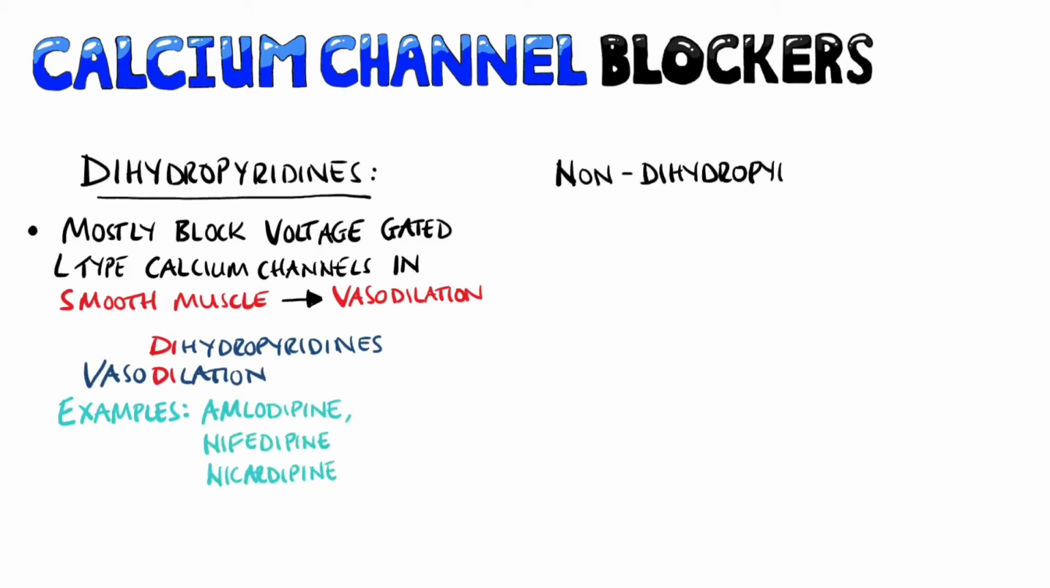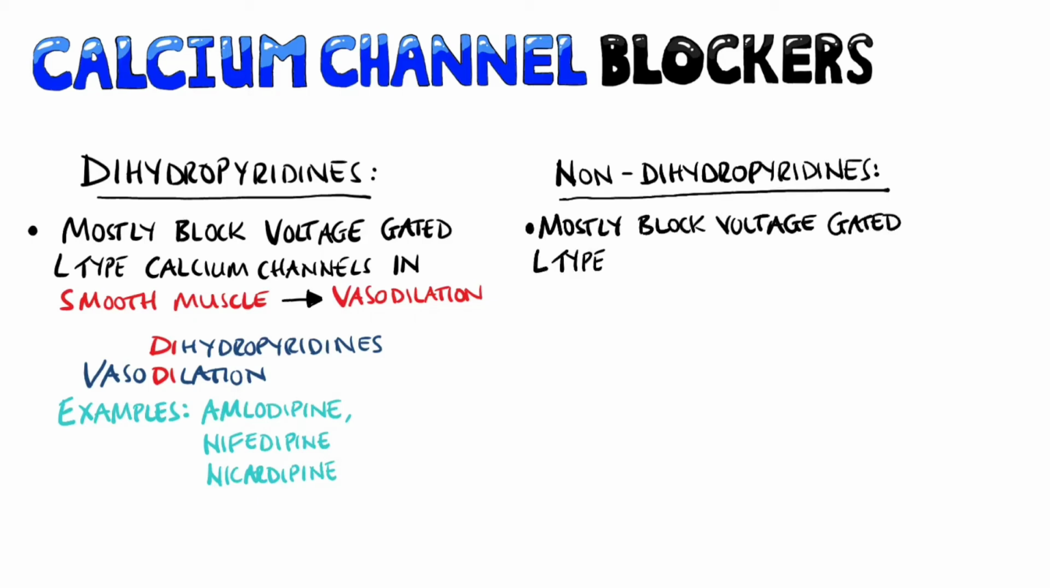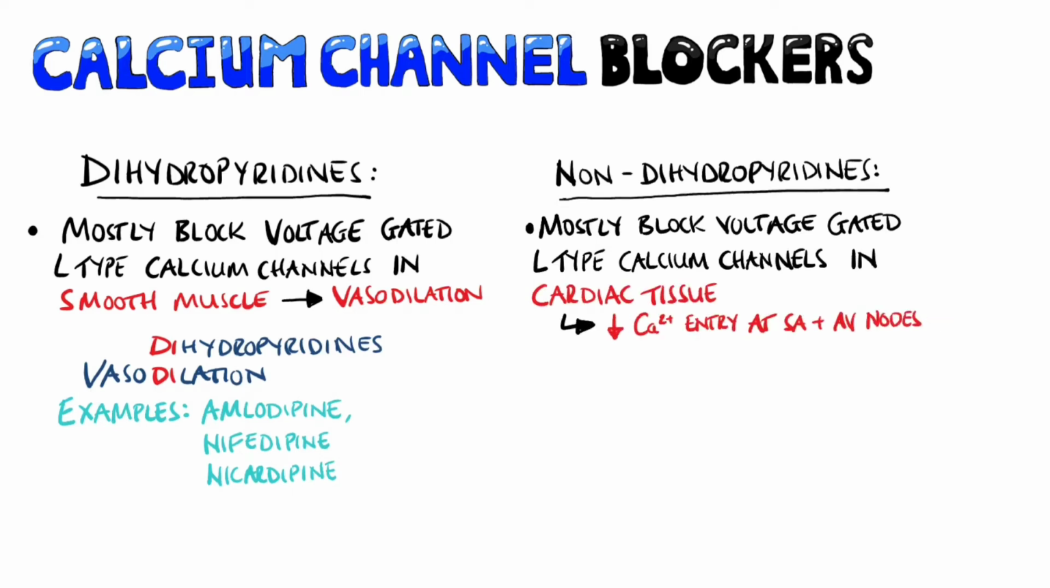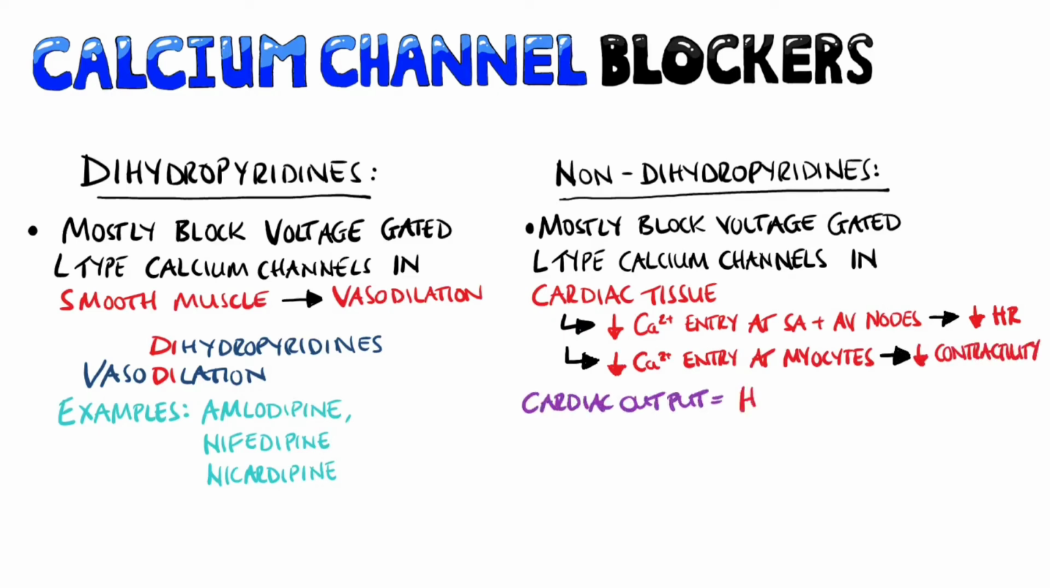The non-dihydropyridines block voltage-gated L-type channels mostly in the cardiac tissues, and so they mostly have cardiac effects. They decrease the heart rate by lowering the calcium entry at the SA and AV nodes, leading to a slower conduction. They also decrease contractility of the heart by decreasing calcium entry into the myocytes. Since cardiac output is given by heart rate multiplied by stroke volume, which is tied to contractility, these calcium channel blockers decrease the cardiac output.